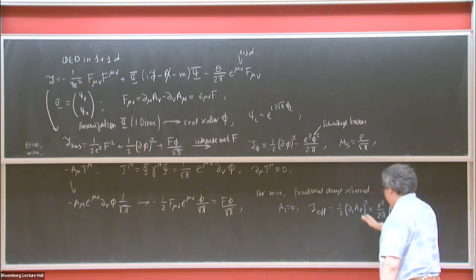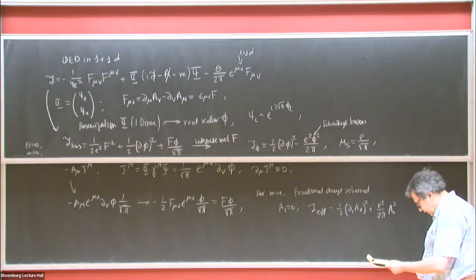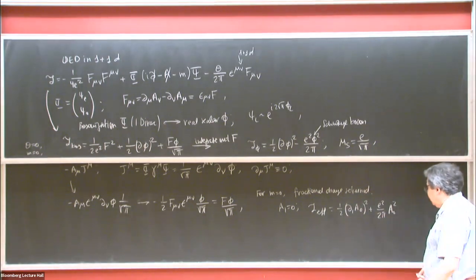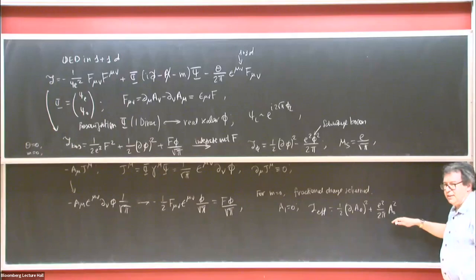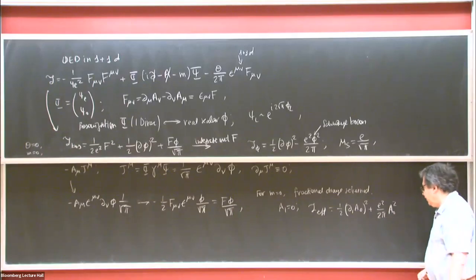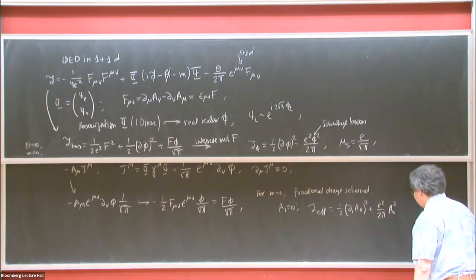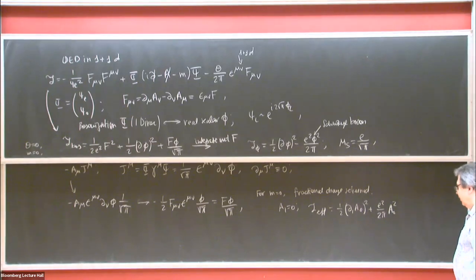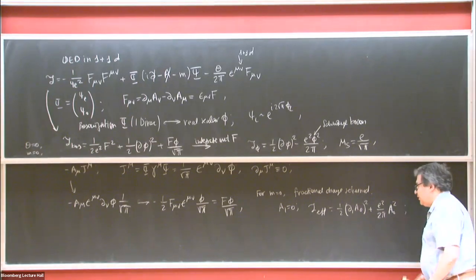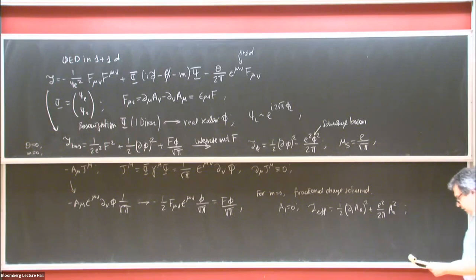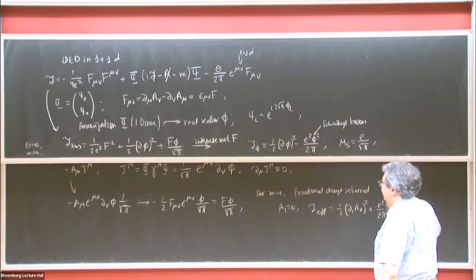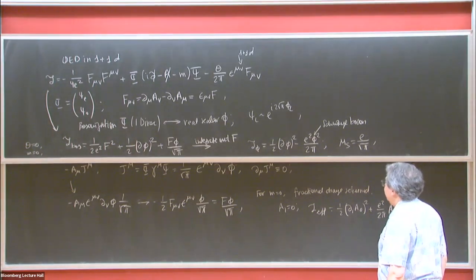So it's as if you have a screened potential, right? It's like a massive Coulombic field, and it gives exponential damping of the Coulombic force. Okay, so now, but this is a bit of a sideline for me.